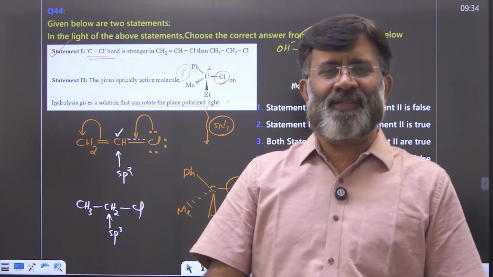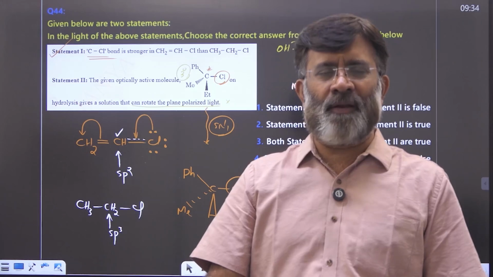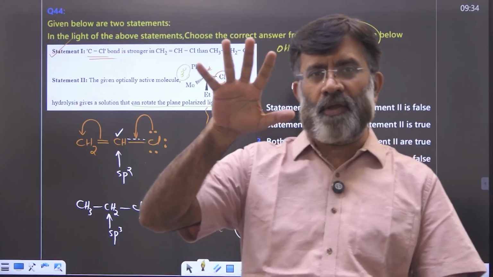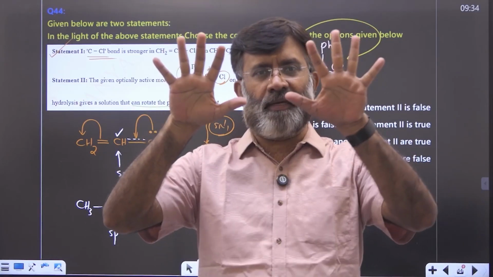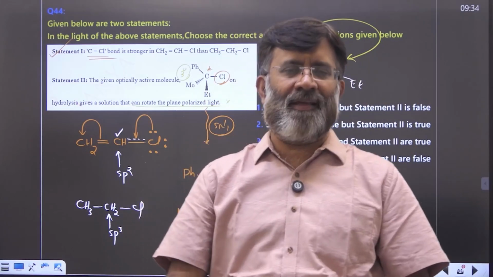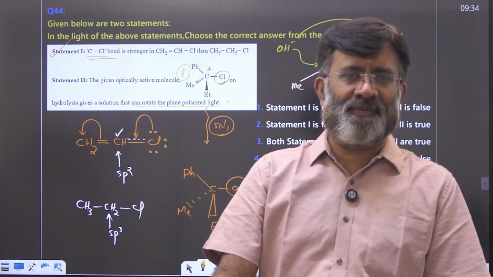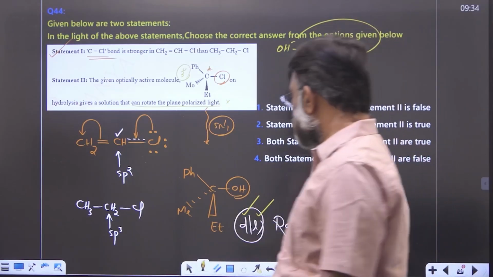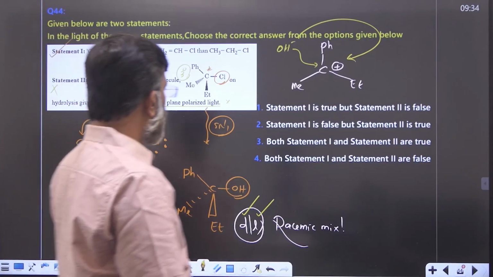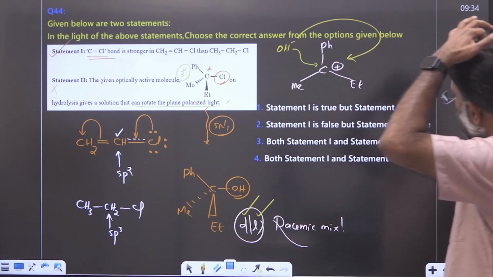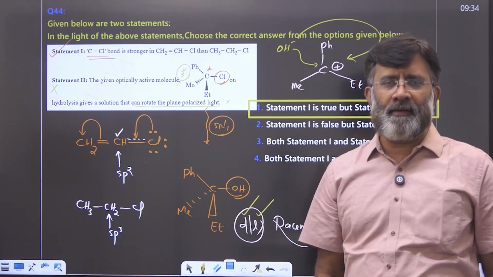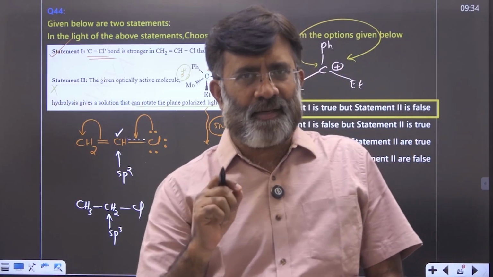A racemic mixture does not cause a net optical rotation because of external compensation. Whatever rotation one molecule gives is cancelled by the next molecule. Whatever rotation the dextro gives is cancelled by the levo molecule, and they are in equal quantity, and they are enantiomers. Okay. So this statement is wrong. So first statement correct, second statement wrong. Option 1 is the correct answer. First statement correct, second statement wrong. Okay.